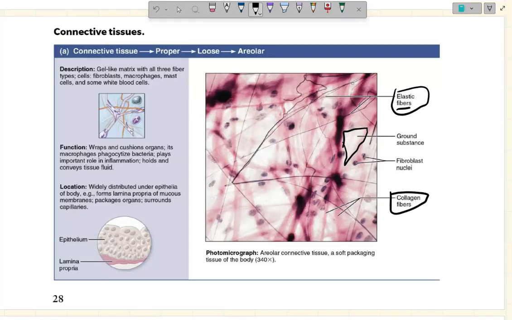Like I was mentioning on the previous slide, areolar connective tissue offers this function where it kind of wraps and cushions organs. So it's like that generic kind of connective tissue that surrounds a lot of our like vital organs. So if you see kind of these airy pockets, that is a sign that it's areolar connective tissue. And that's actually what areolar means, like kind of open blank spaces sort of thing.